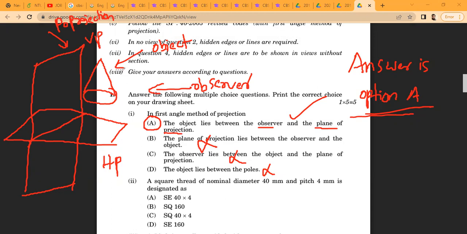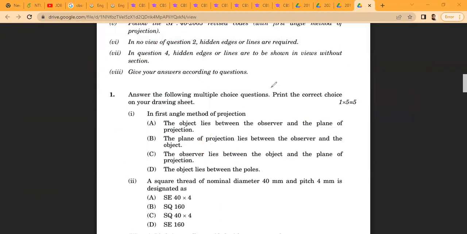So here I am taking the object as a cone. The object lies between the observer and the plane of projection. So this is the answer. Answer is A. The object lies between the observer and the plane of projection.